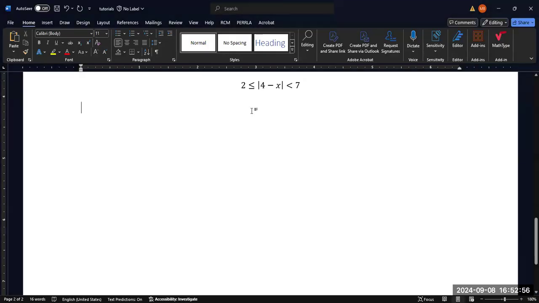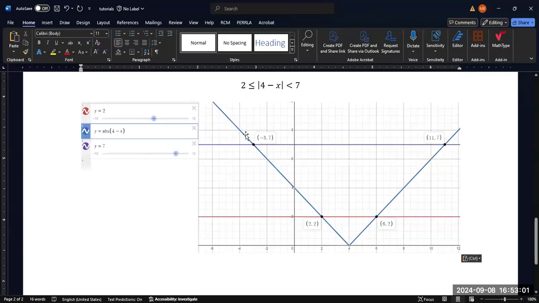Now, if we go to Desmos and plot our 2 functions and then also mark all of the intersections, we get a graph that looks like this. So this is our line y=2, so that's the bottom end, and then the top end is the 7, and we want our absolute value to be in between these 2 segments. So that's going to be in this section right here, and also in this section right here. So in the x direction, that's going to be between -3 and 2, and then also from 6 to 11.